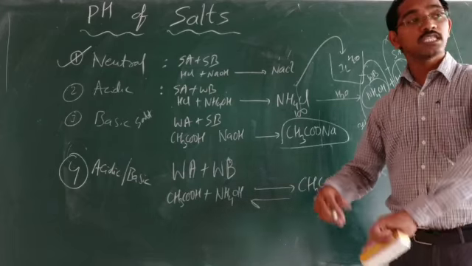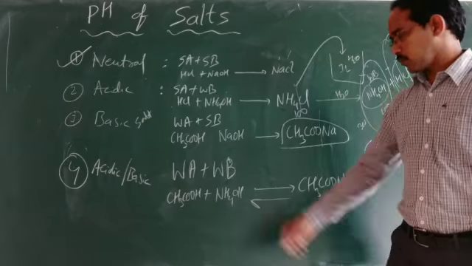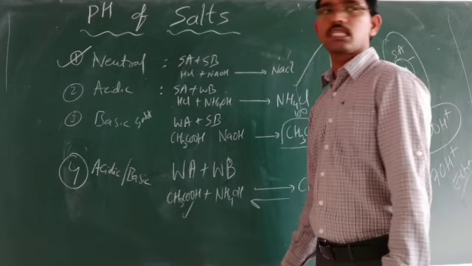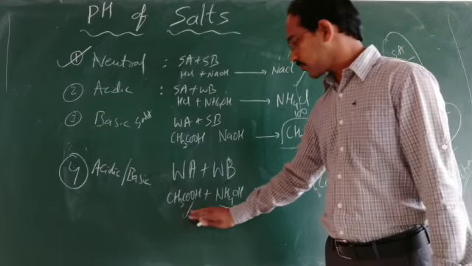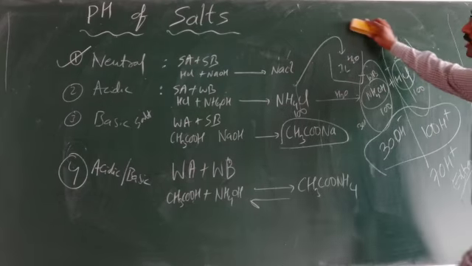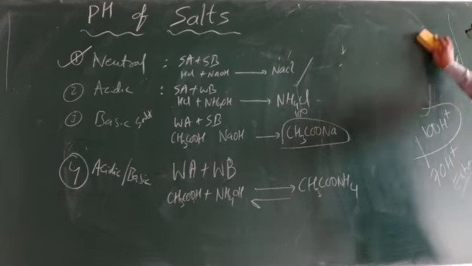ये दोनों में which is more ionizing, उसका नेचर बोल. Suppose here acetic acid ionization constant इसका more है suppose than acetic. But ammonium hydroxide is more than ammonium hydroxide. ठीक? Right. Now we will discuss acidic and basic salts next.